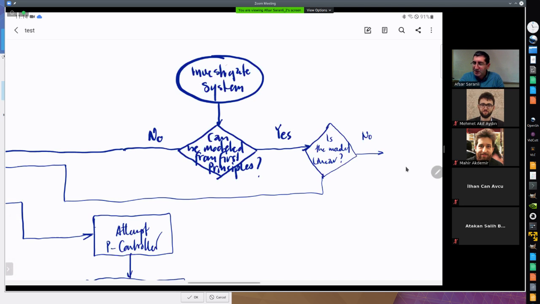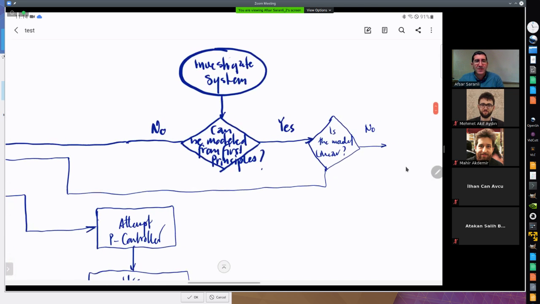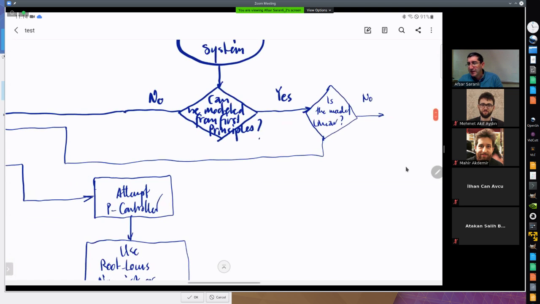So how does this start? Well, we are given a system that we can investigate, and the first question that we usually ask is, can this system be modeled from first principles? And from first principles, remember what I meant. It means, do we have an understanding of this system in terms of its physics? Do we understand the underlying physics? Can we write equations for this system? Okay.